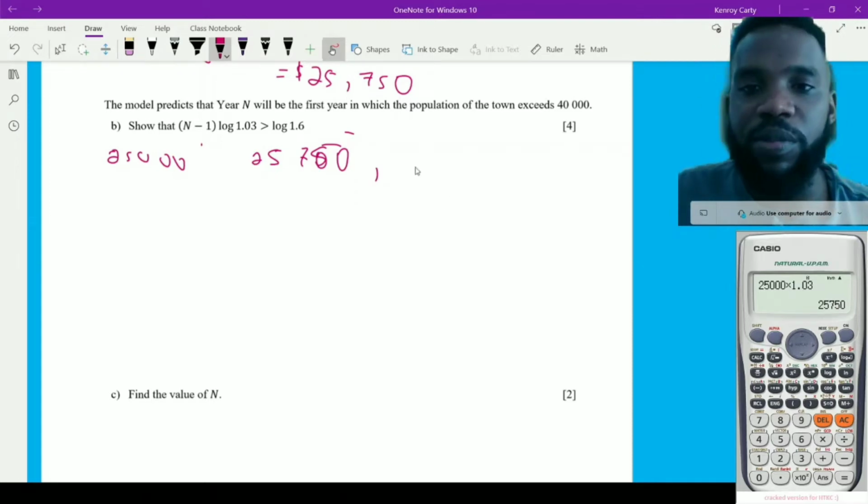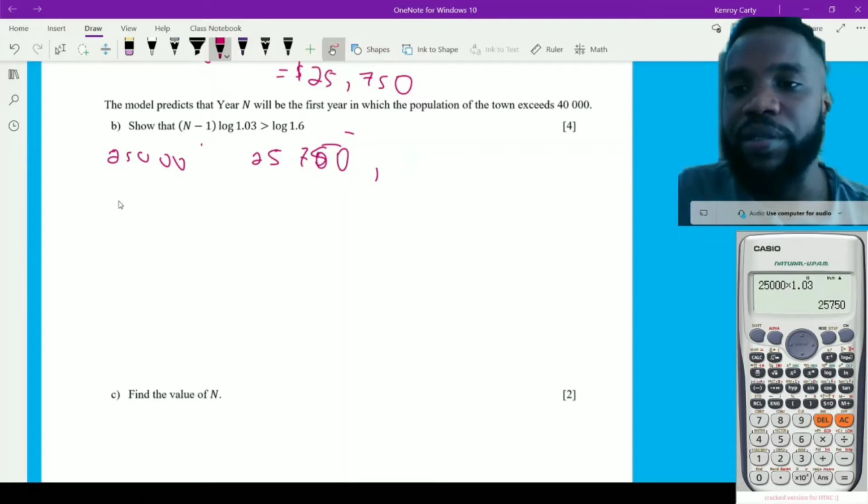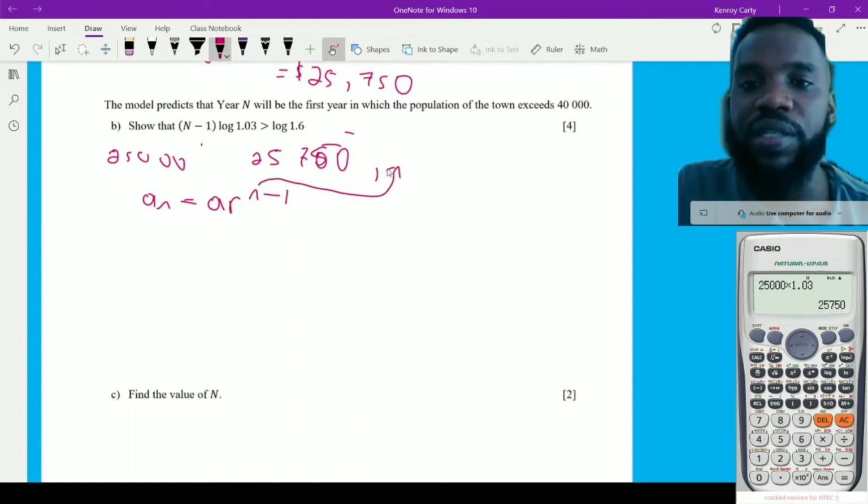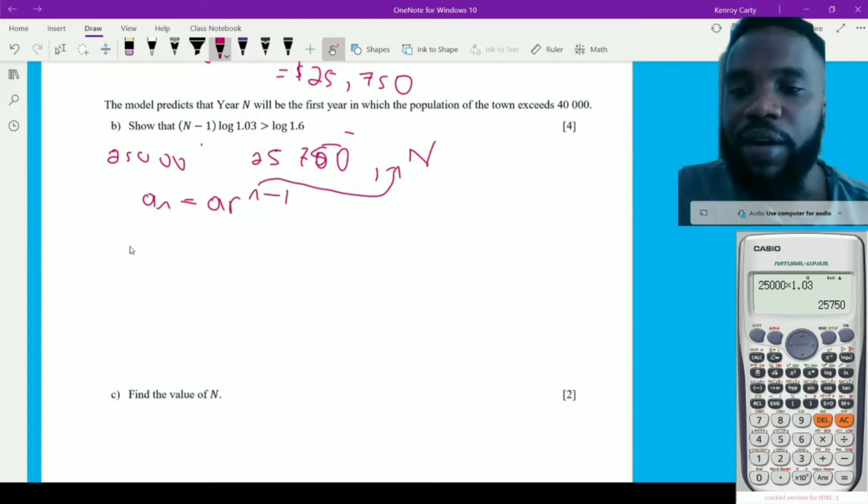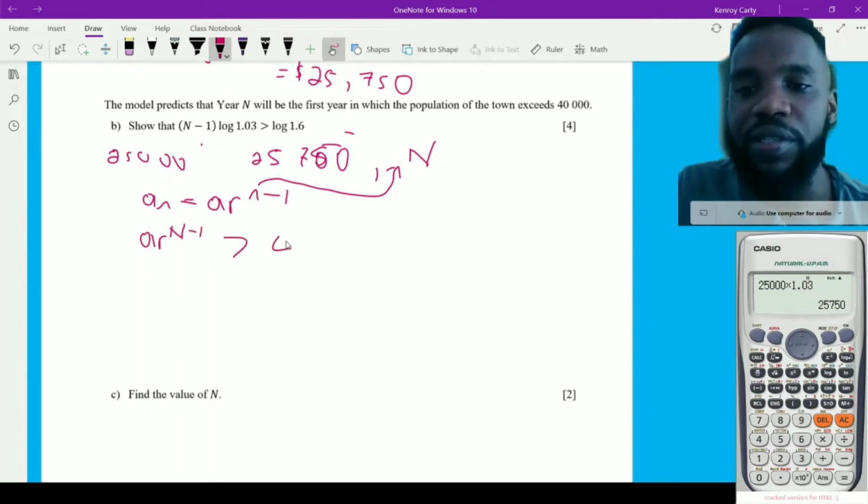Now, what series or what progression comes to mind? It should be the geometric progression. Once I keep multiplying by something, the geometric progression says that a_n is equal to ar raised to n minus 1. Now, of course, in this case, they're asking us to use n, which would be the number of years, as capital N. So that's the difference here. Alright, so I'm going to have ar, and I'm going to change that n to the capital N, N minus 1, should exceed. Exceed means greater than 40,000.